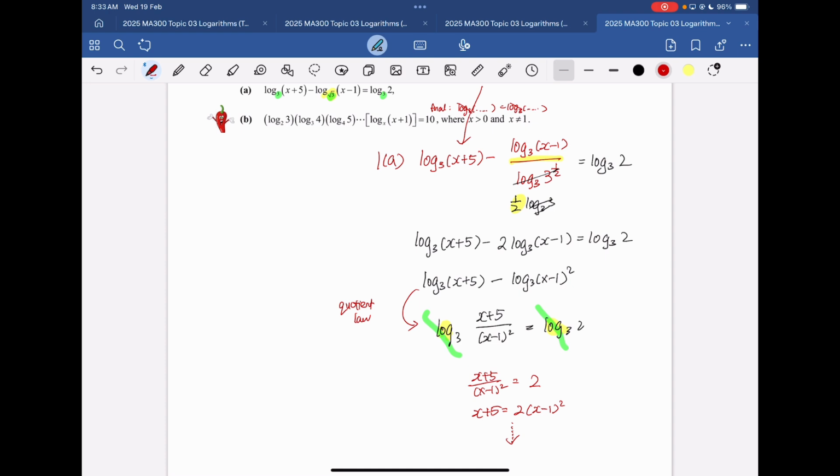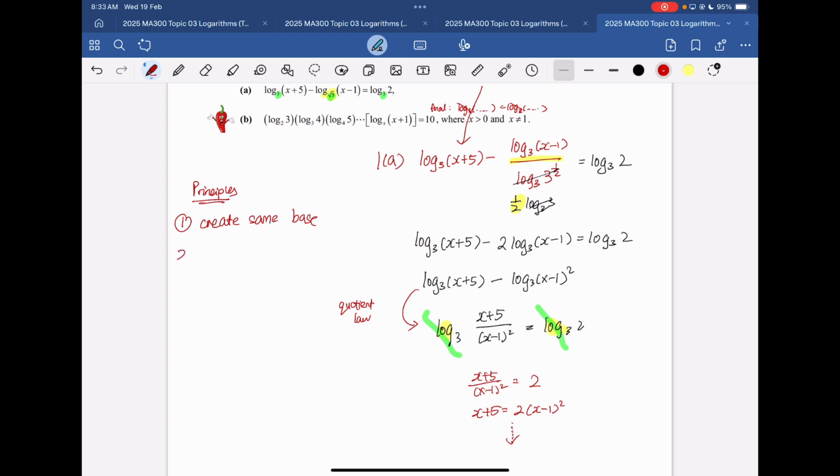Okay, the principles are very simple, right? What are the principles in solving log equations? Number 1, you always try to create the same base. Same base, then we can talk business. Same base, then we can apply the laws, right?